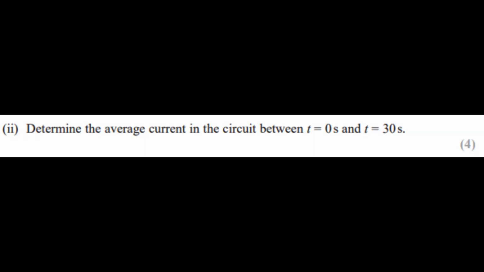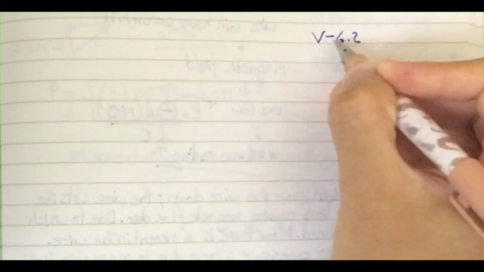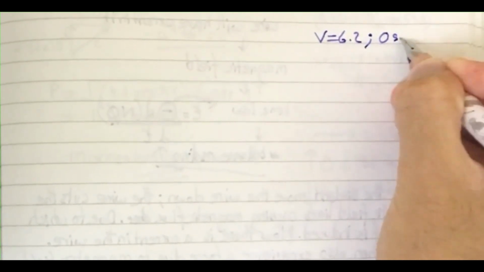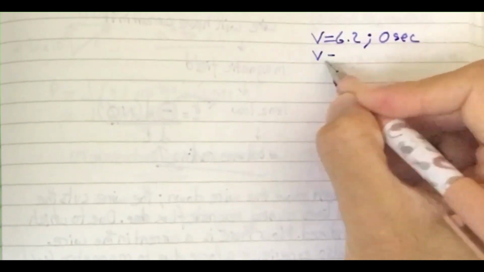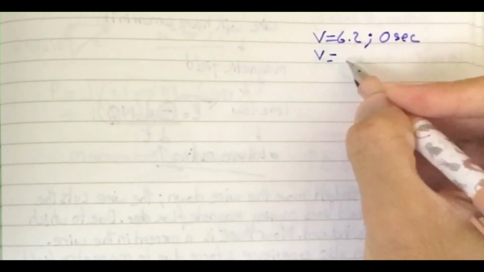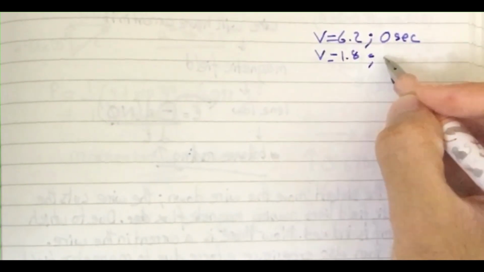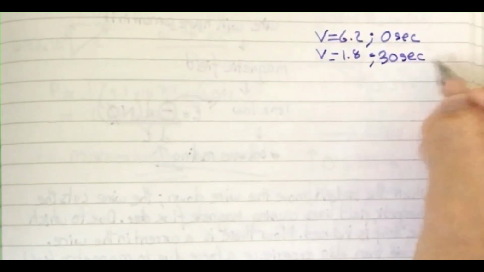Okay, so we got a question right here. Determine the average current in the circuit between time 0 and time 30 seconds. At time 0, we know that our voltage is 6.2 V, and our voltage is 1.8 V at basically 30 seconds.